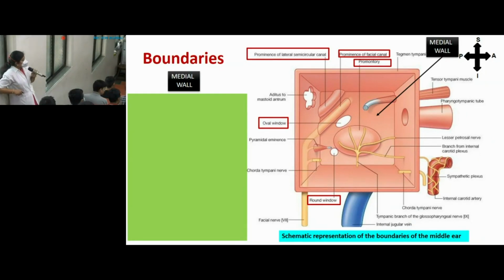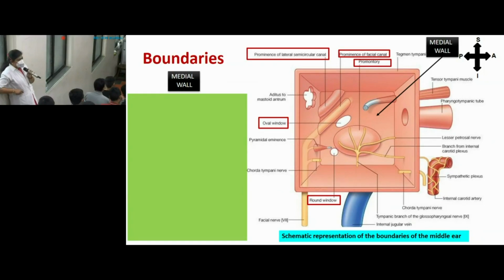Okay. So this is one feature. Can you see there is one opening just above and behind the promontory? There is the oval window, and below and behind the promontory there is the round window. So the other name for the oval window is fenestra vestibuli and the other name for the round window is fenestra cochleae. Fenestra cochleae, fenestra vestibuli.